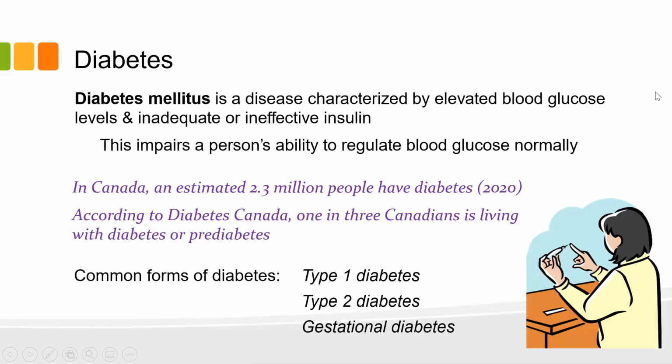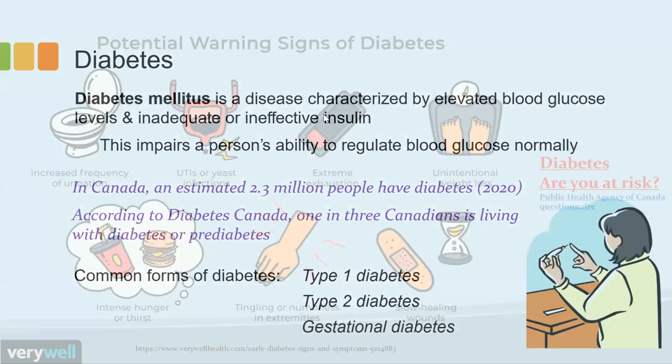You may have heard there's different kinds of diabetes. The three most common types are type 1, type 2, and gestational. We'll talk about gestational diabetes when we get to the chapter on pregnancy. Today, we're going to just focus on type 1 and type 2, which are by far the most common types.